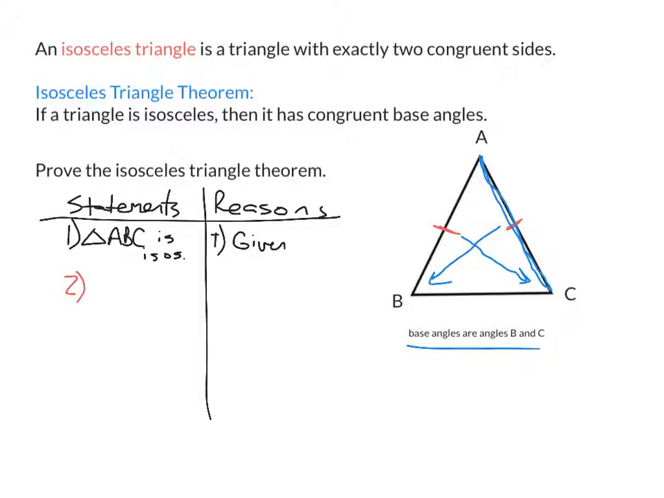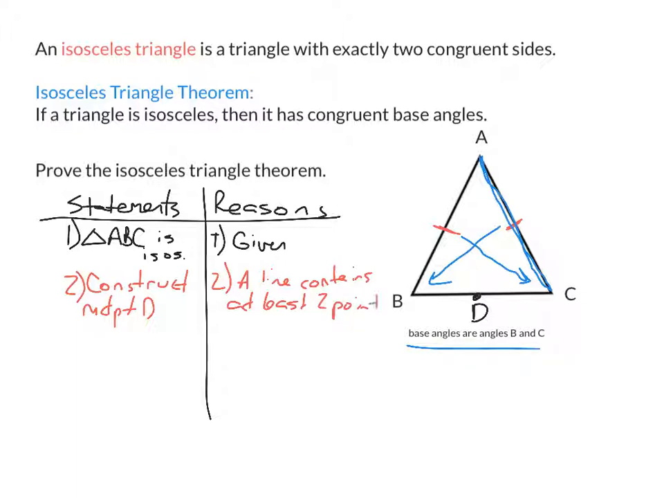Now in order to help ourselves here, I'm going to put point D here on BC so that D is the midpoint. So basically construct midpoint D. And we know we're allowed to do that because a line contains at least 2 points. We know we have point B and C on there, so I can certainly find point D.